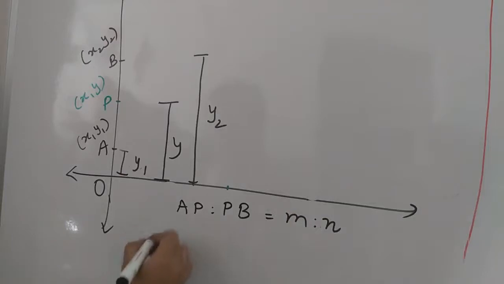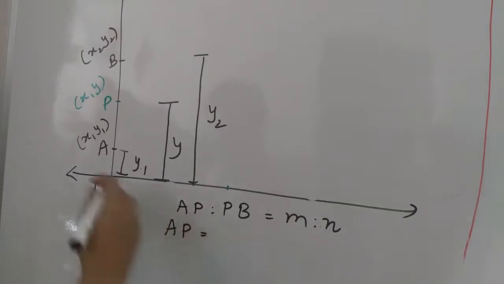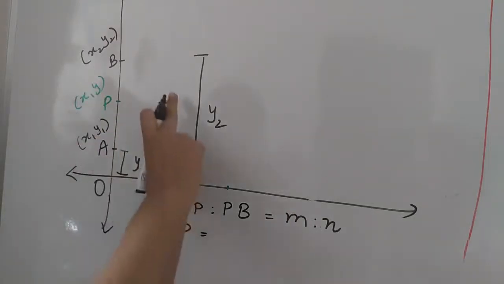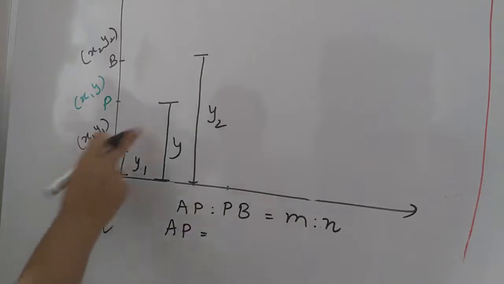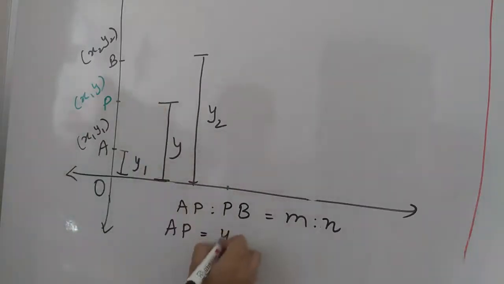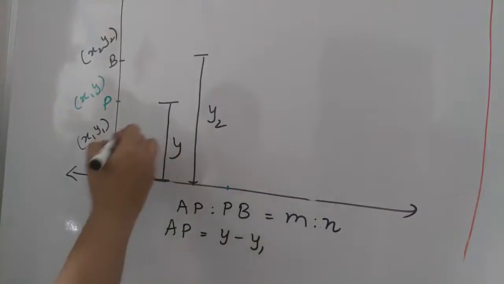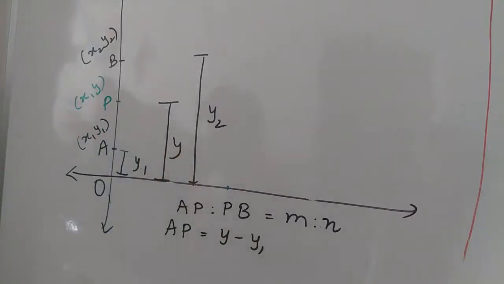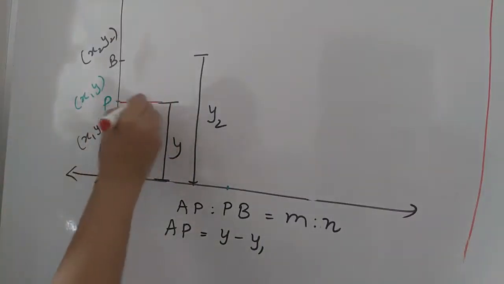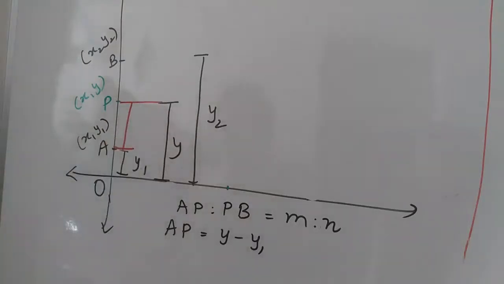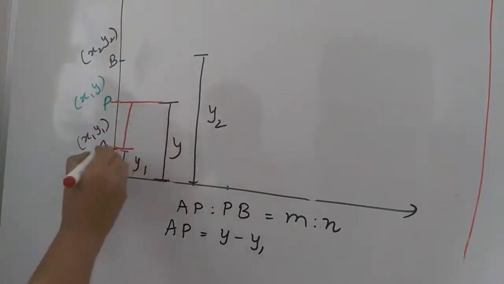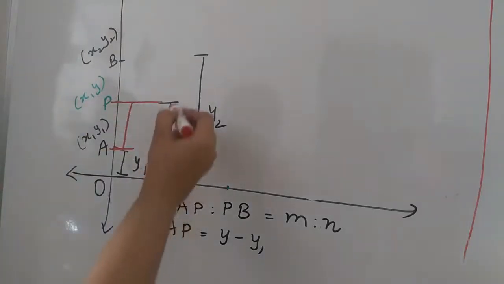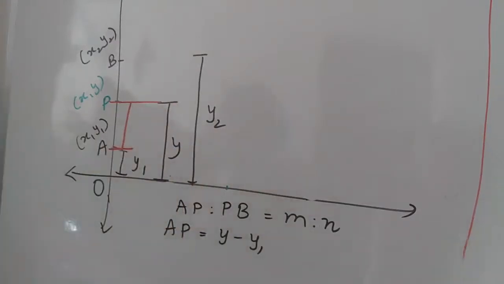And so AP distance, how much is AP distance? You can see here y minus y1. So it will be AP. So y minus y1, I am showing you here this much distance, from up to here to here, this much distance. This is AP, you can see AP. And that is whole y minus y1. So that way I have written here AP is y minus y1.